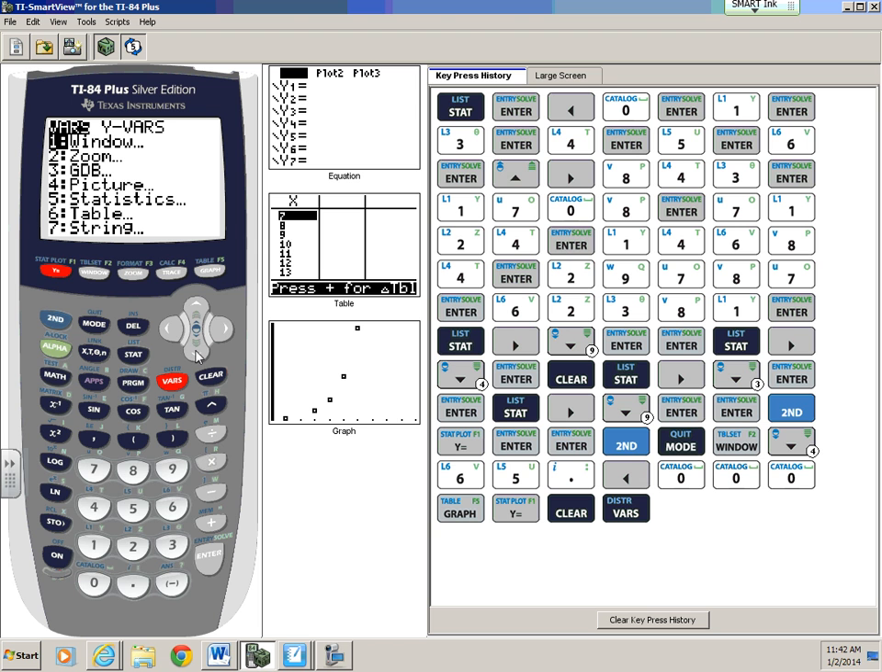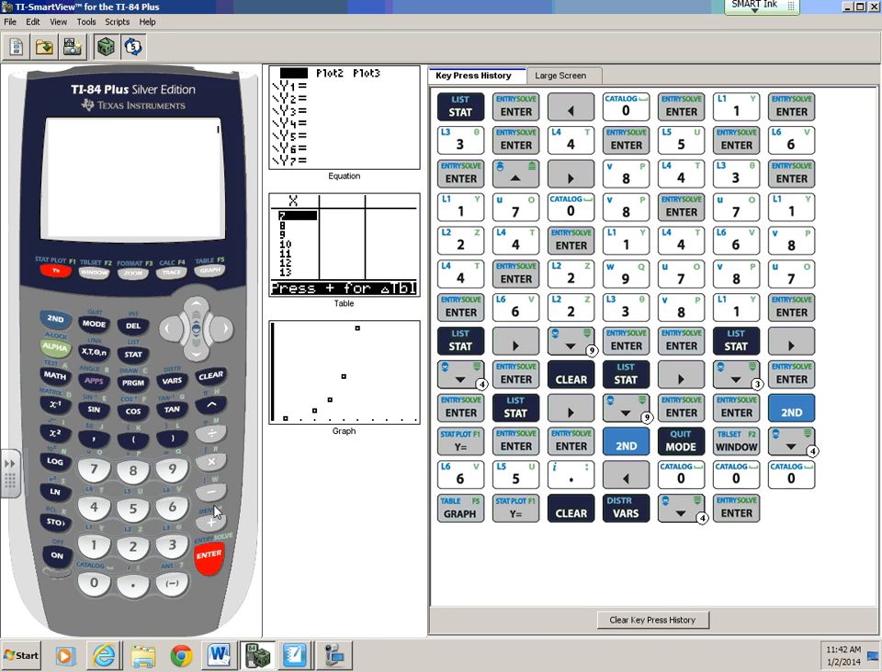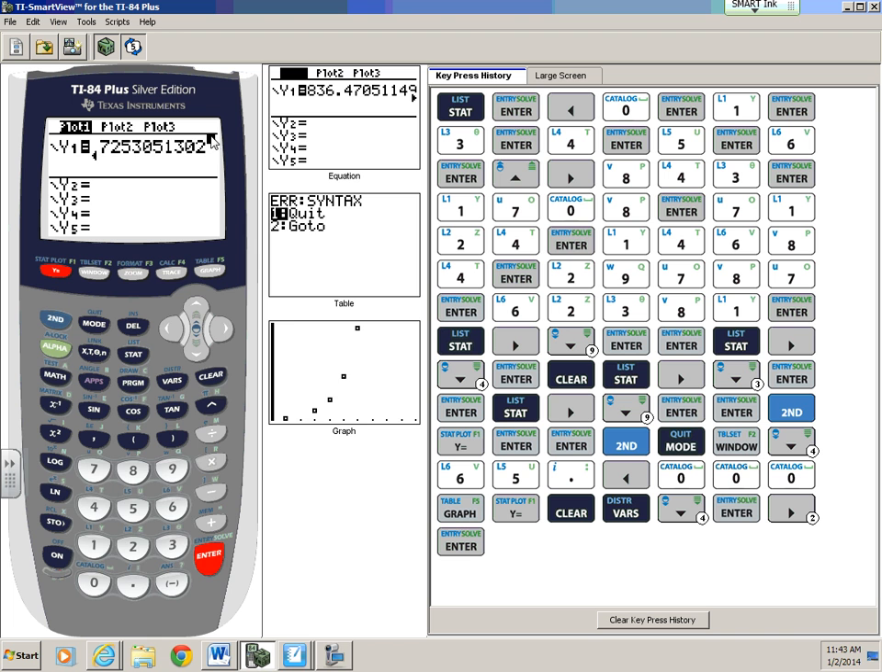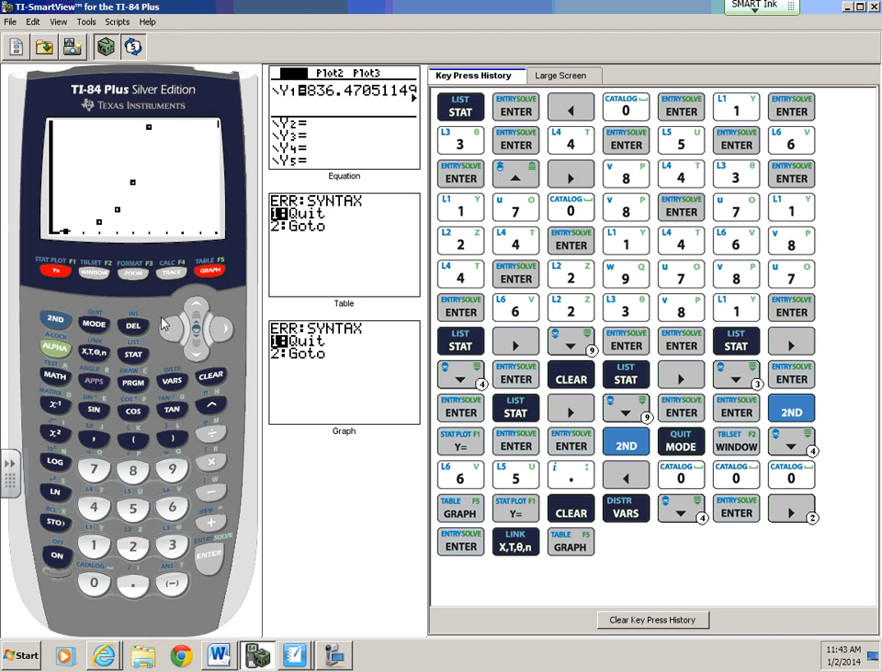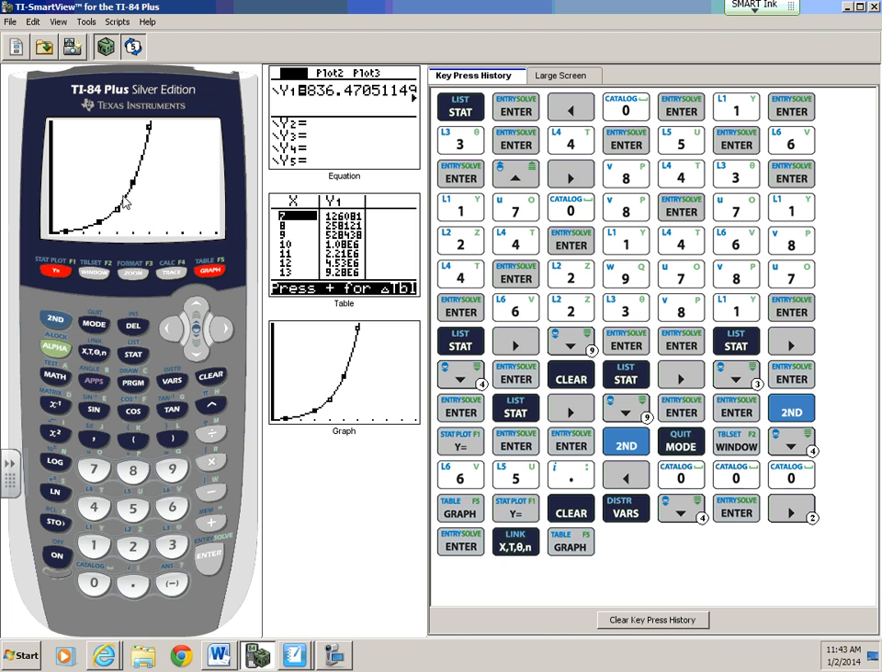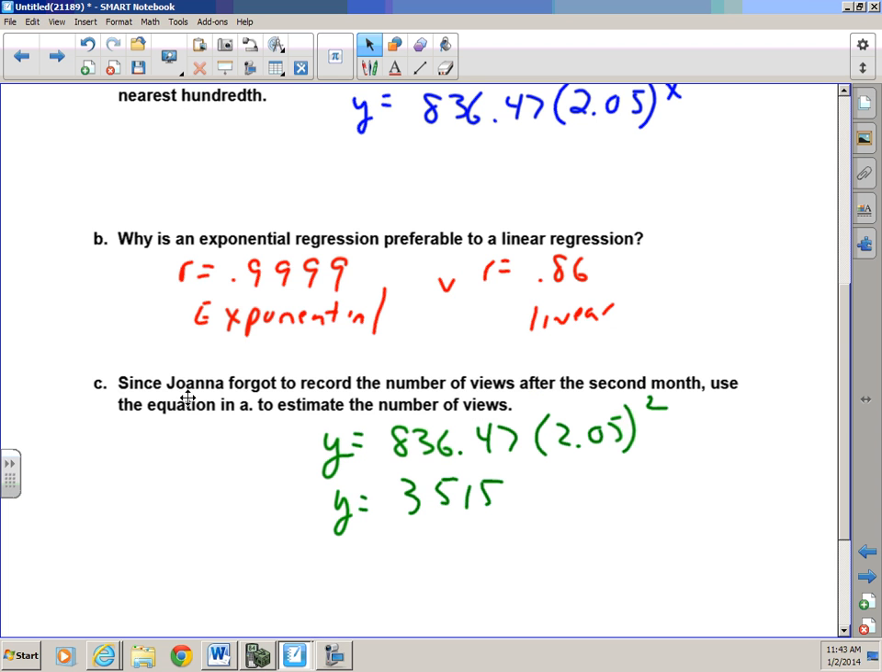I hit vars. I go down to stat. I go over to EQ. I hit enter. And it throws it in there for me, and I just need to fill in the x for my exponent. And now I go back to graph, and you can see there's the equation I'm graphing versus the scatter plot, and they are matching up pretty well. Okay? So let's go back to our notes and fill in the next page.